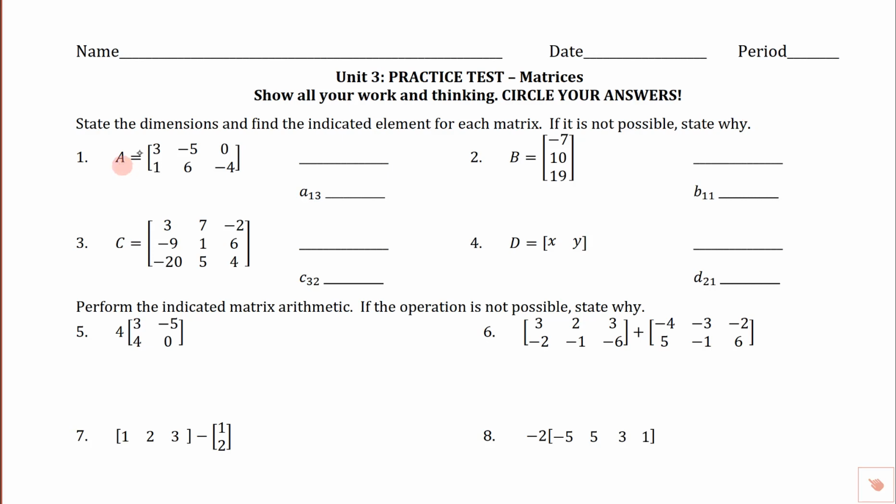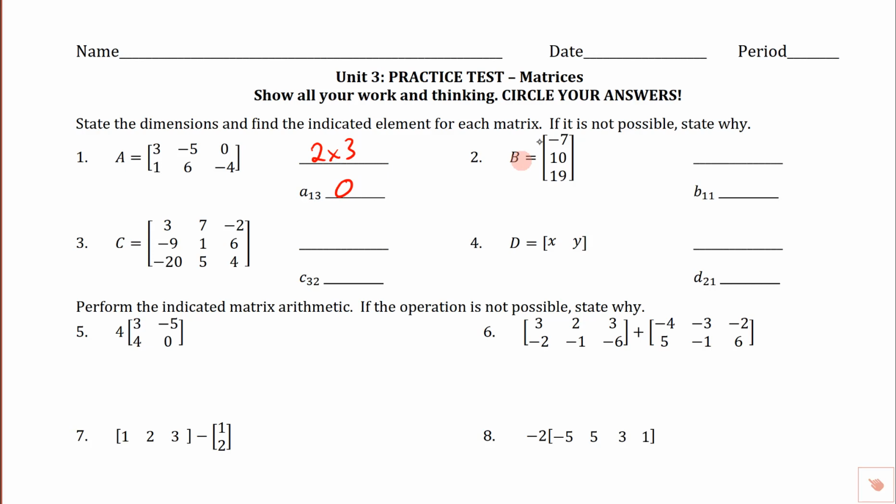So on this one here, we've got matrix A. We've got 2 rows. Remember, it's always rows then columns. So we've got 2 rows and we've got 3 columns. So this is a 2 by 3. And then we want the A13 element. So that's going to be first row, third column. So first row, third column is going to be right here. So that ends up being a 0.